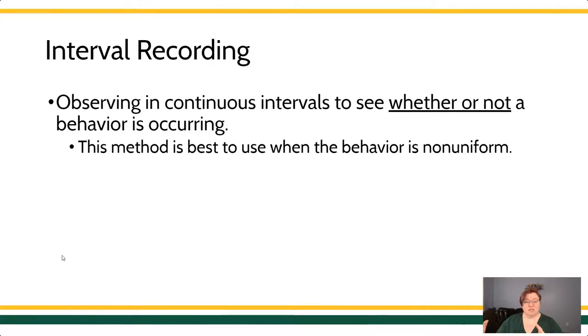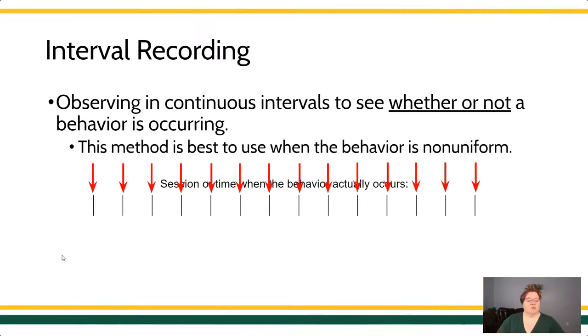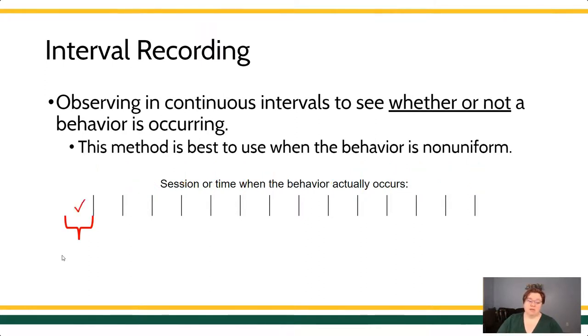That's a very different tantrum than the first one. But if we used event recording, they would look exactly the same. So with this method of observation, you take a session length and break it down into smaller intervals. Notice that this is the session and I'm breaking it down into little bins of time. I'm going to see whether the behavior happened in that first period of time or not.